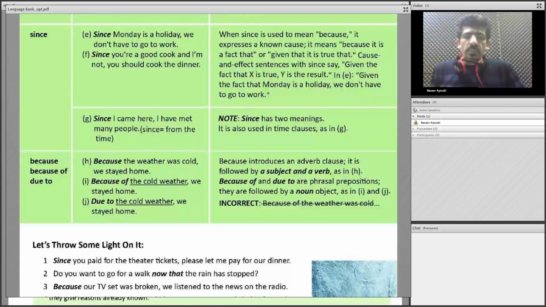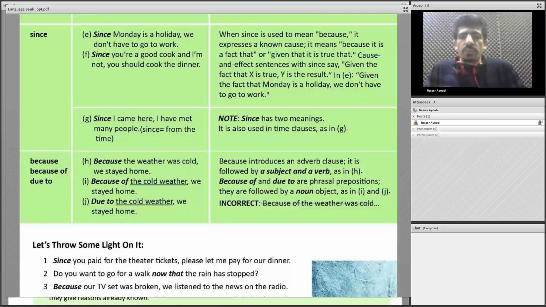After because, we have a clause. As you remember, we said because introduces an adverb clause of reason. It is followed by a subject and a verb. It is something like a full sentence, but since the meaning is not complete, we call it a clause. As in H, because the weather was cold, we stayed home. We stayed home is our independent clause.